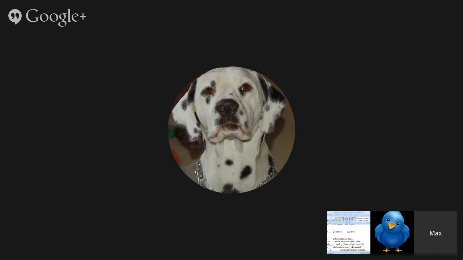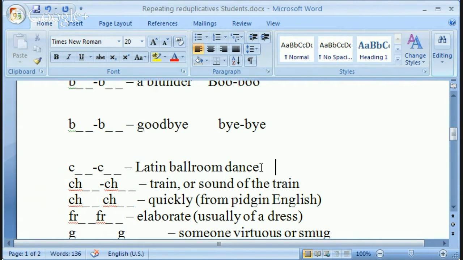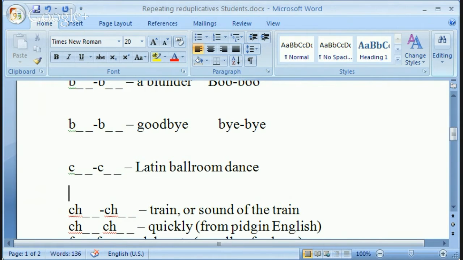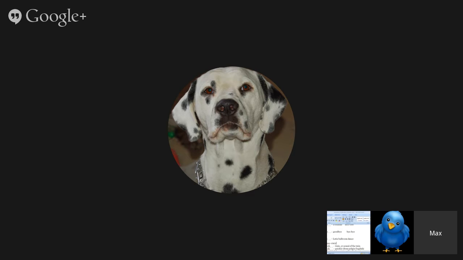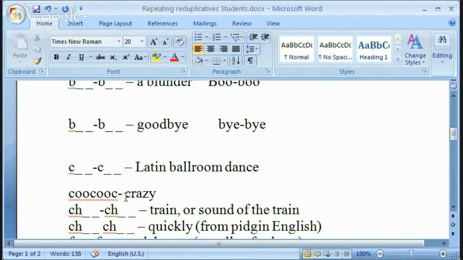Although I don't have that on the list, that should actually be here. We don't have cuckoo, but it should be here. Cuckoo is very common to express somebody who is, well, crazy. A little bit strange. Yeah, or just plain nuts. Cuckoo. He's crazy. It's cuckoo. Yeah, that should be on the list. It's not here. But the Latin ballroom dance... Really, you guys don't know this?